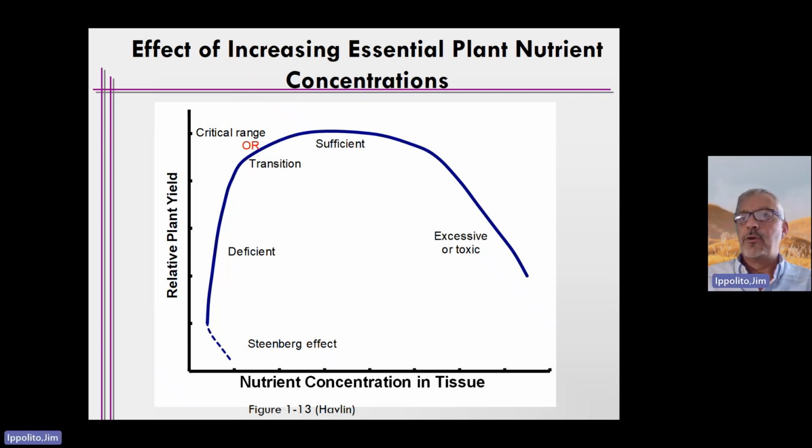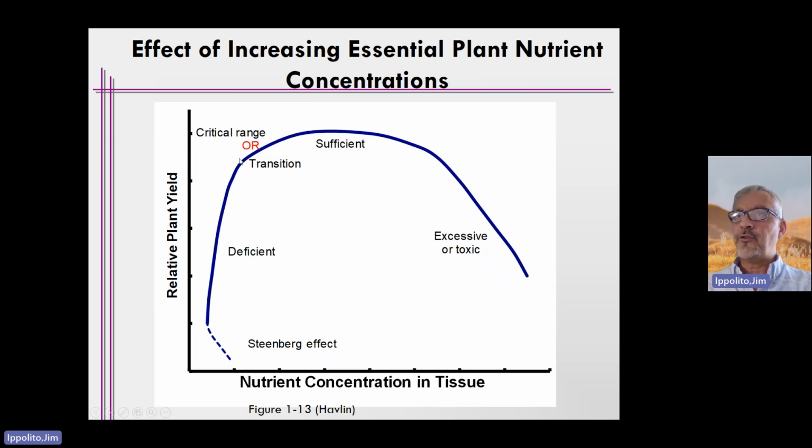And this graph shows you 5 locations that we're going to discuss. First of all, what this graph shows is the nutrient concentration in the tissue for any nutrient versus relative plant yield. And this ties directly to Justus von Liebig's law of the minimum. When a nutrient is deficient, the plant relative growth suffers. So we have a zone called the deficient zone that increases as you increase nutrient concentration or fertilizer use or an amendment that supplies nutrients to a soil.